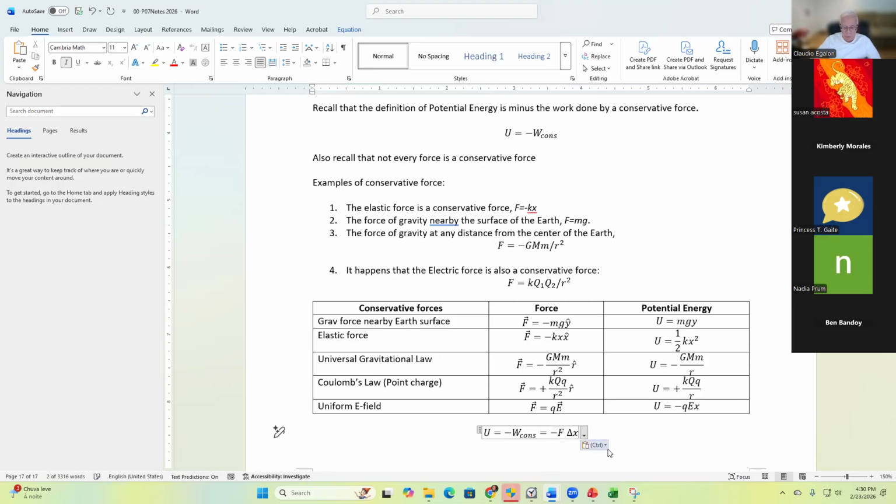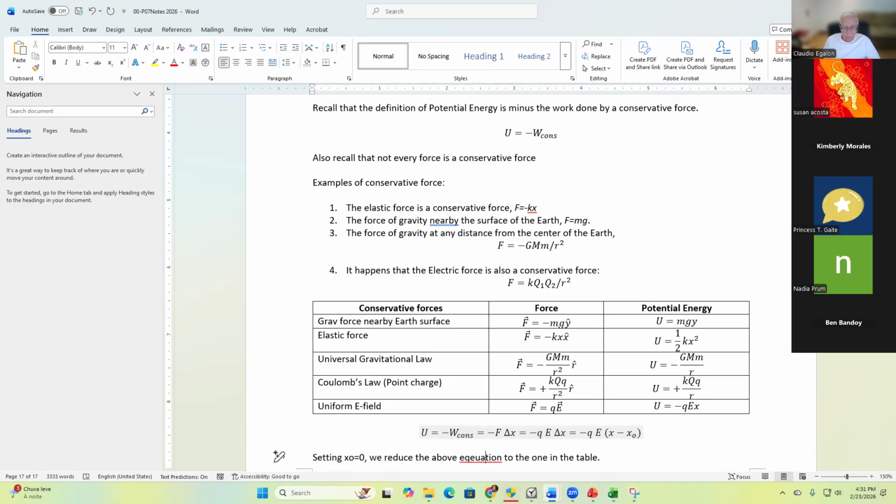But this force can also be rewritten as being the electric charge times the electric field. Do you see here this equation and this equation? They are almost the same. The only difference here is the delta x, right? So how do we get from here to here? That's simple. This delta x is x minus x naught, and we set our x naught as being 0. Setting x naught equal to 0, we reduce the above equation to the one in the table.